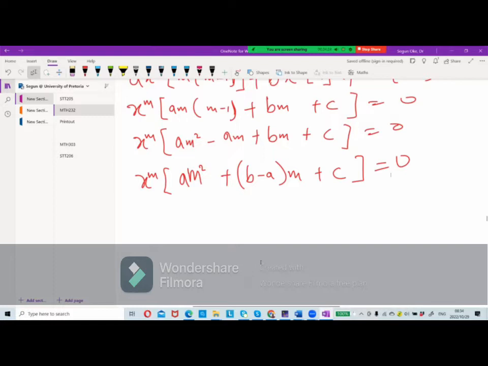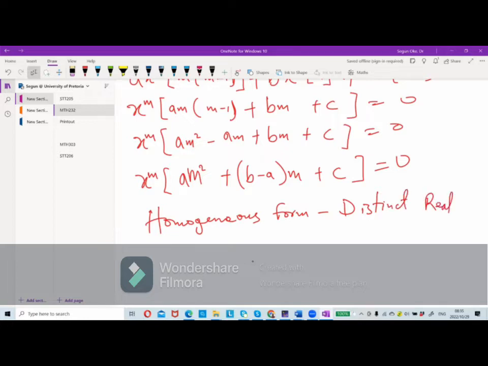Remember, this is a quadratic form, and we can now say homogeneous form. You remember, for the homogeneous form, we are talking about distinct real roots. They are distinct real roots of the homogeneous equation. That's what we are trying to do. So at this point, we are going to write our m.